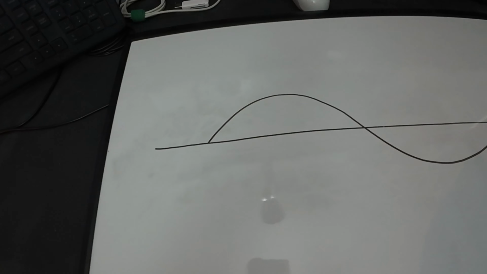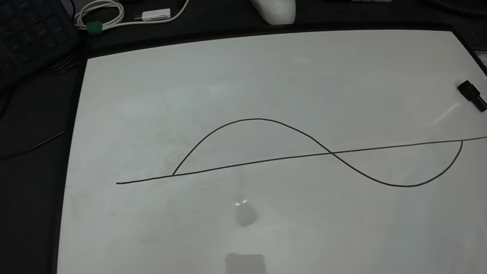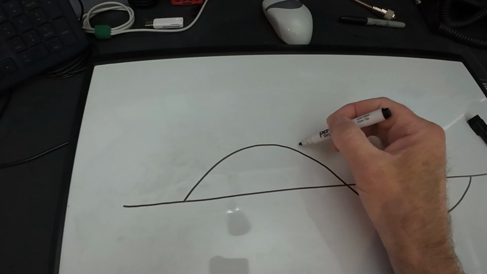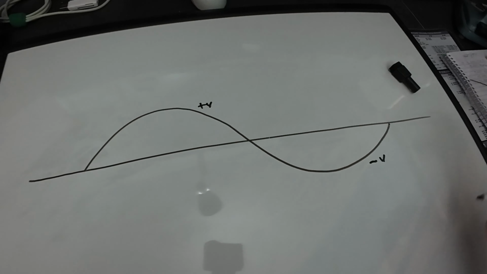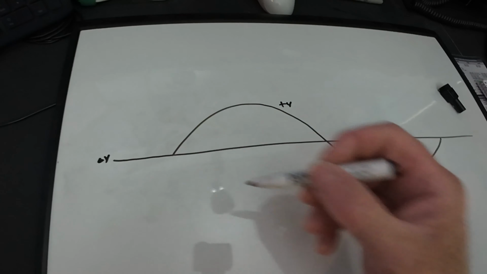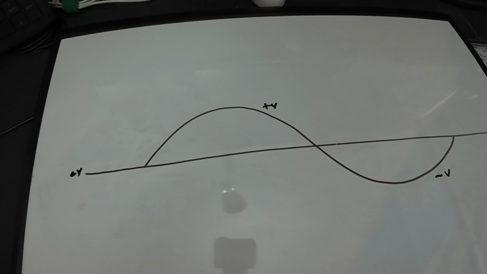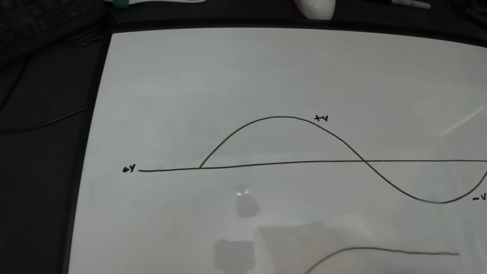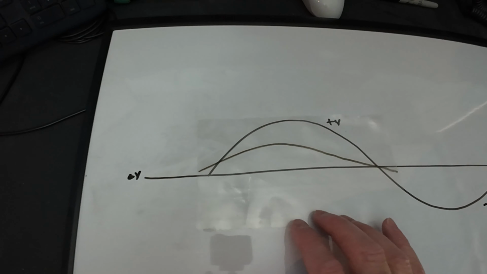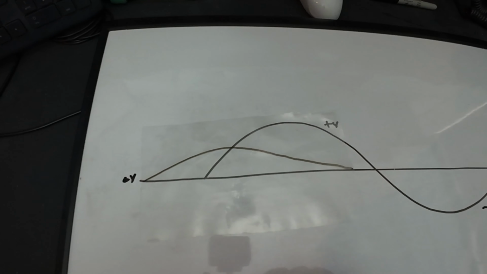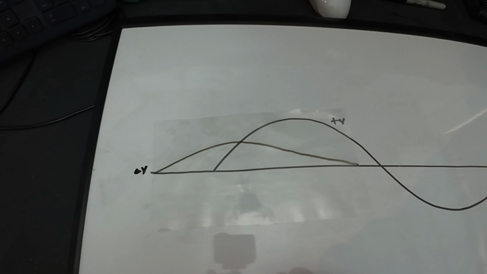So in the last video, we made the determination that if we have an AC waveform with positive voltage, negative voltage, and we apply some capacitance to that circuit, what ends up happening is the current will be ahead of the voltage by a certain amount. If it's purely capacitive, the current will be ahead of the voltage by 90 degrees.